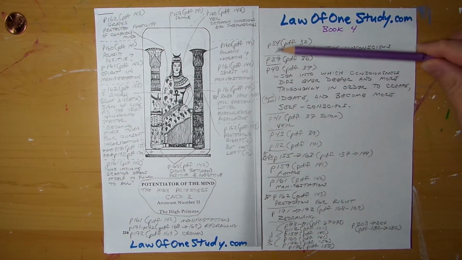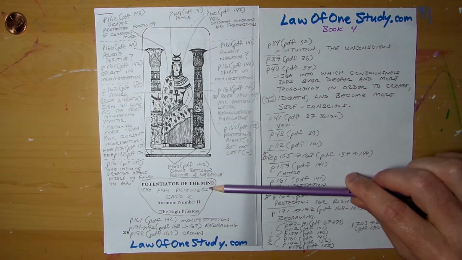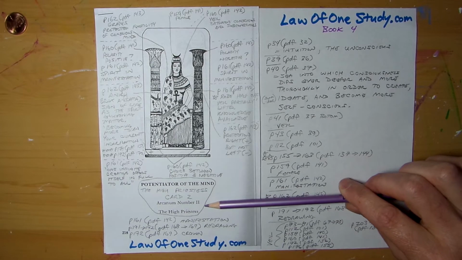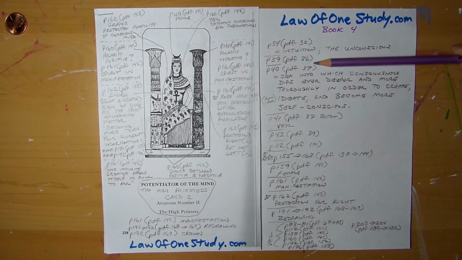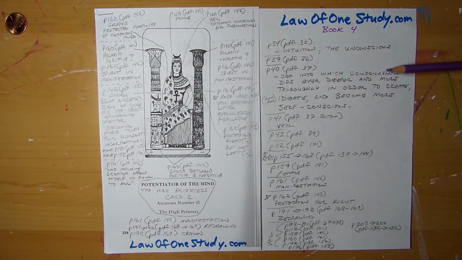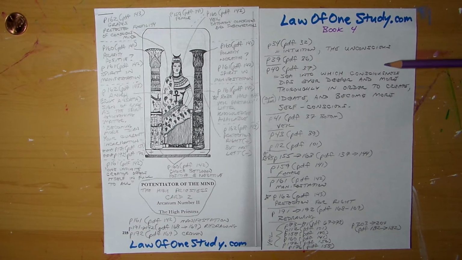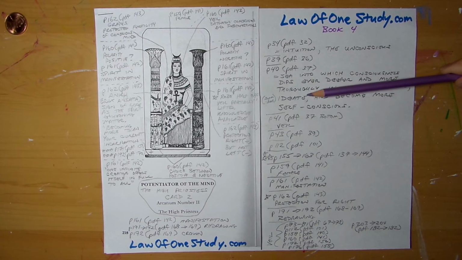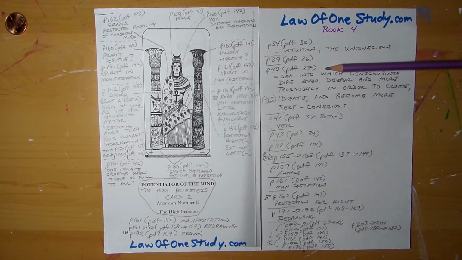So here's some cool things to read about this card, the Potentiator of the Mind. The Potentiator of the Mind is also known as the High Priestess, or it's our archetype number 2, card number 2. So that's this card. Notice page 40, PDF 37. The sea into which consciousness dips ever deeper and more thoroughly in order to create, ideate, and become more self-conscious. Ideate means form ideas. So this is the sea into which consciousness dips ever deeper and more thoroughly in order to create, form ideas, and become more self-conscious. That really is a lot about this card.